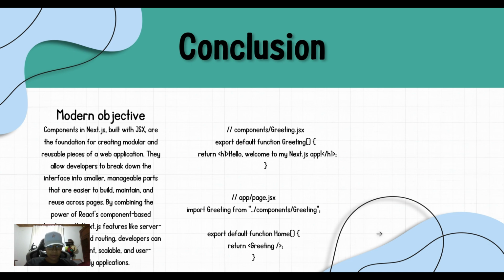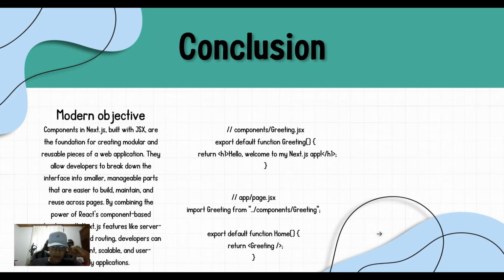We have, for example, a very small piece of code, the component greeting.jsx, a greeting in React. We have an export default function greeting, where we are developing a greeting. We return "Hello, welcome to my Next app." It's an h1, a title.